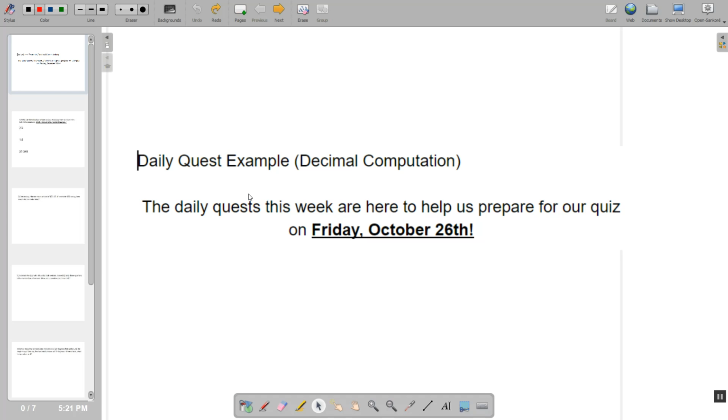This week we are going to cover something called decimal computation. Now, decimals we've talked a lot about so far this year, and the word computation is the same thing as calculation or finding the answer to. So we're going to be working on decimal problems, most likely adding, subtracting, multiplying, or dividing, and we need to find the answer to the problem through some calculation or some computation.